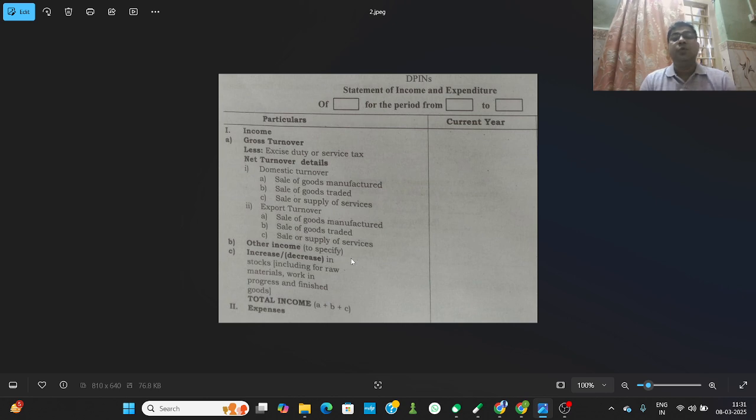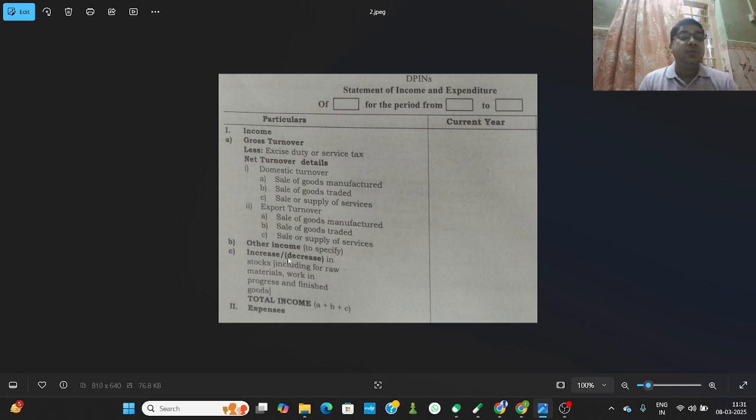Then other income, if it is there, we have to mention. Other income is interest: interest on savings bank account, interest on fixed deposit, interest on securities, interest on debentures, some dividend from Indian company, dividend from foreign company, winnings from lotteries, and house property income. These are the incomes. If they are there, we have to specify them under other income.